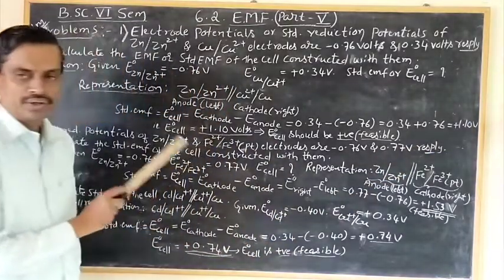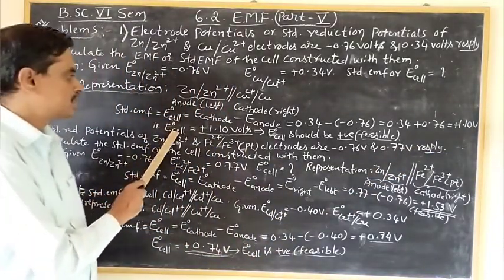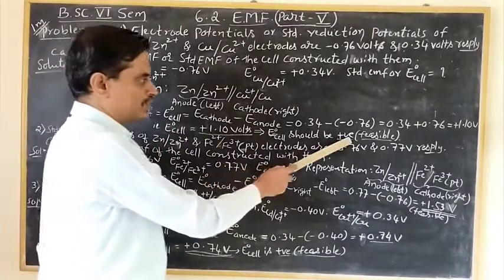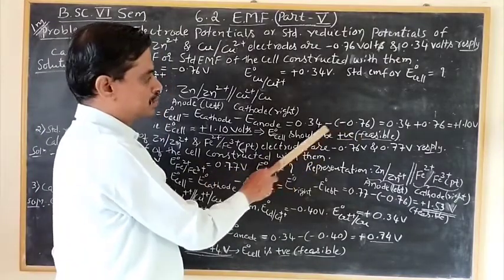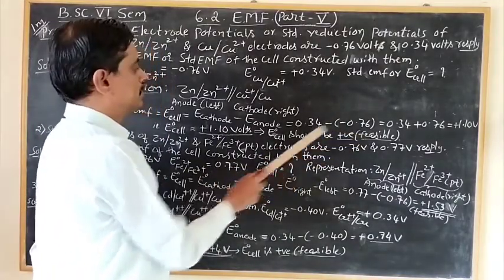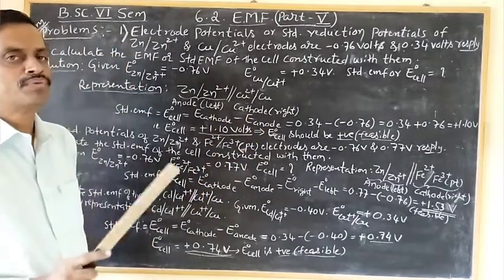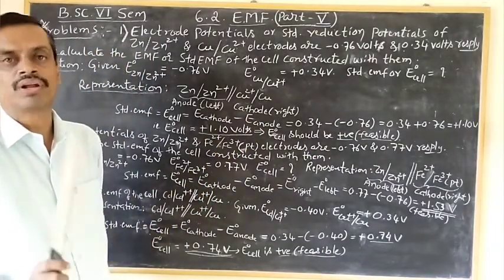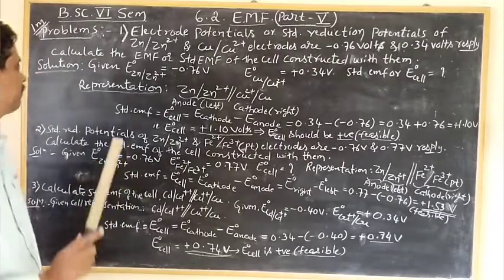Another important thing you have to remember in this case is that this E0 cell should always be positive. That means this reaction, this process, is feasible. You must get the answer in the form of a positive quantity only. Then only your answer is correct in the examination.